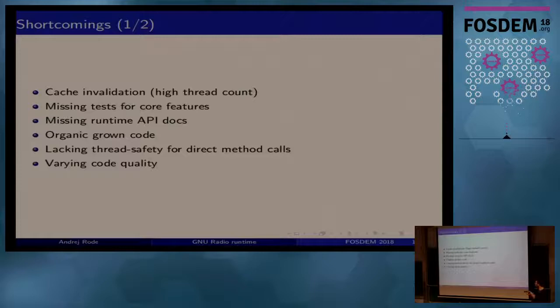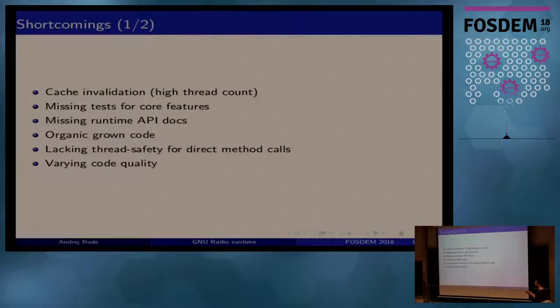Also, we have a lack of tests for core features. So if people submit bug reports and fixes for core features like tags or message passing or something, it's not always clear if that only fixes that bug or if it also opens up a new path of bugs coming in. So that's a bad thing.